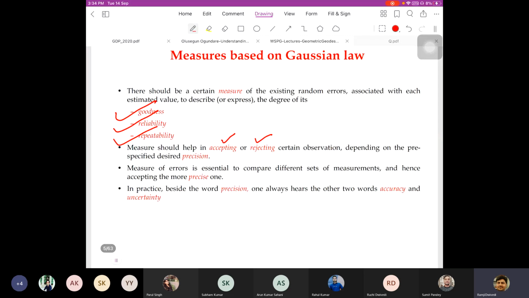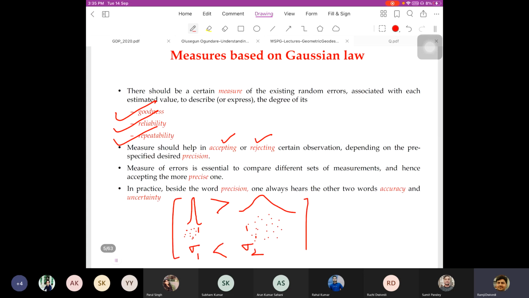Because there are two bunches of data available. Let's say this is one bunch of data, and this is another bunch of data. Obviously the data which is very close together will have a very peaked distribution, and the data which is very far from each other will have a flatter distribution like this. So obviously this is more precise. The more precise, that means sigma 1 is less than sigma 2.